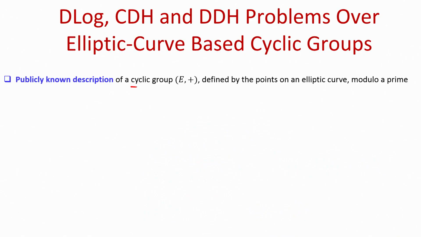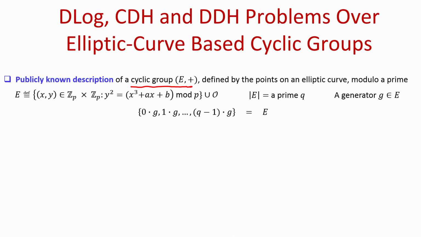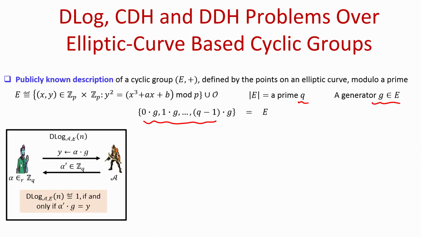So, what you are given here is the description of a cyclic group based on the points on an elliptic curve modulo a prime, and say the size of the group is a prime number q, and you are given a generator. That means different multiples of g, namely up to (q minus 1) times g, would have given you all the set E. Then the D-log problem is as follows. The challenger here picks a random index alpha from the set 0 to q minus 1, and it gives g to the power alpha, which basically is alpha times g, which is nothing but the element g added to itself alpha minus 1 times, and the challenge for the adversary is to find out the index alpha.